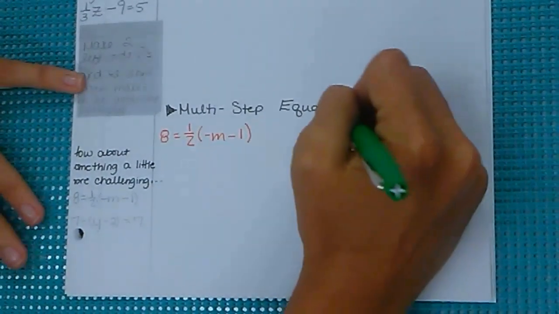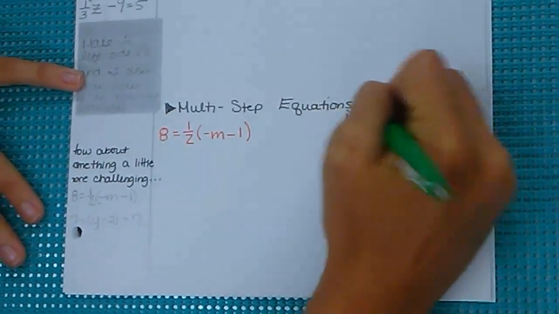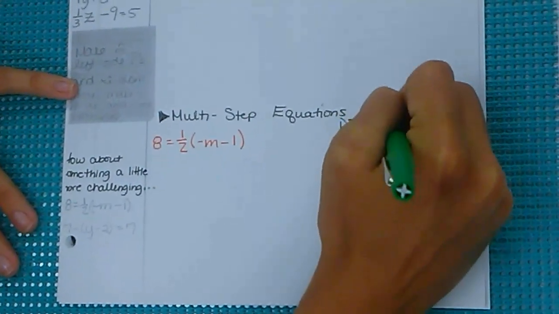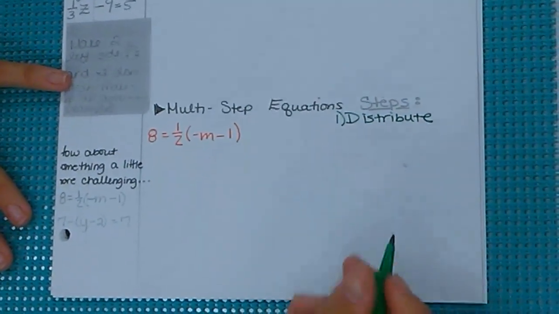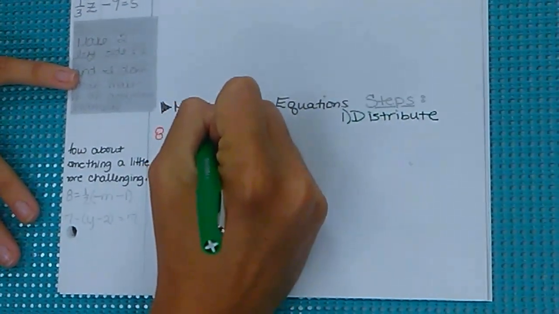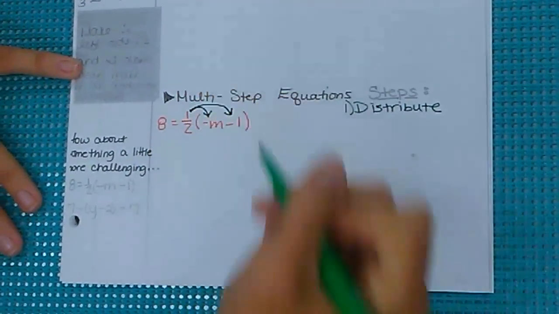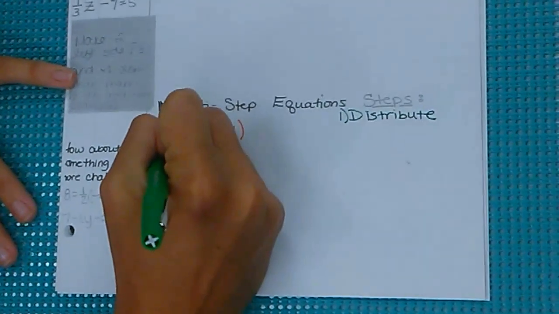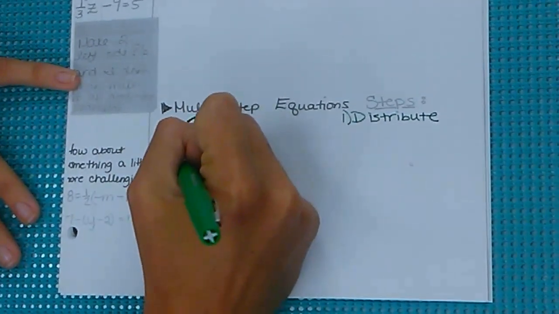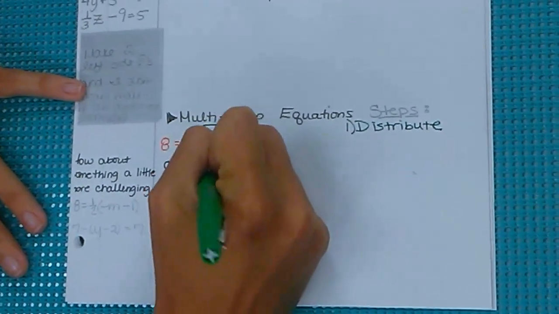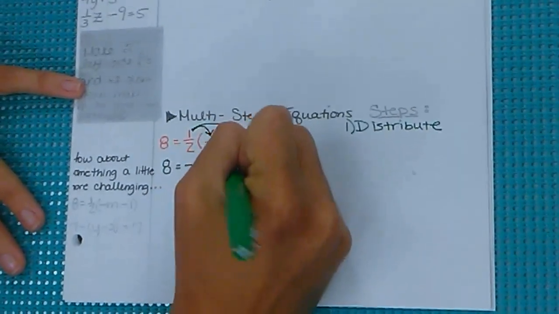So first thing, if you can, you always are going to want to distribute. That will always be your first step, is to distribute. So we're going to go ahead and distribute this 1/2. So we get 8 equals 1/2 times negative m, so negative 1/2 m, minus 1/2.